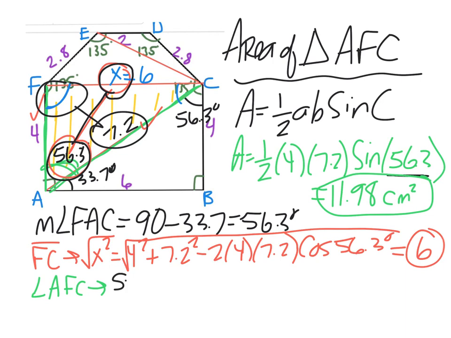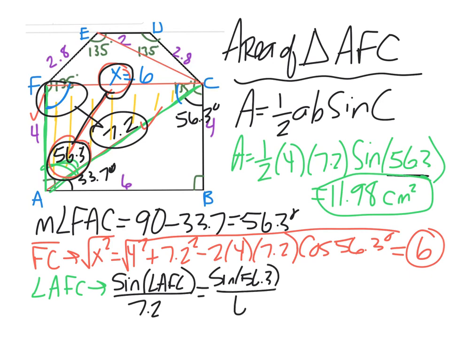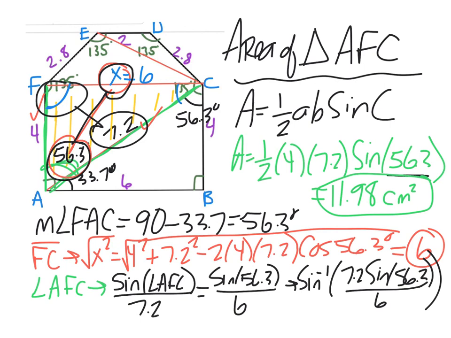So I'm going to do the sine, and I'm actually going to call this angle AFC over its corresponding side of 7.2. That's going to be equal to the sine of 56.3 over the side length of 6. Now to solve this, I'm going to multiply by 7.2 on both sides and take the inverse sine. So this is going to give me the sine^-1 of 7.2 times the sine of 56.3 and then divide that by 6. When you do that, what you're going to get is approximately 86.7 degrees.